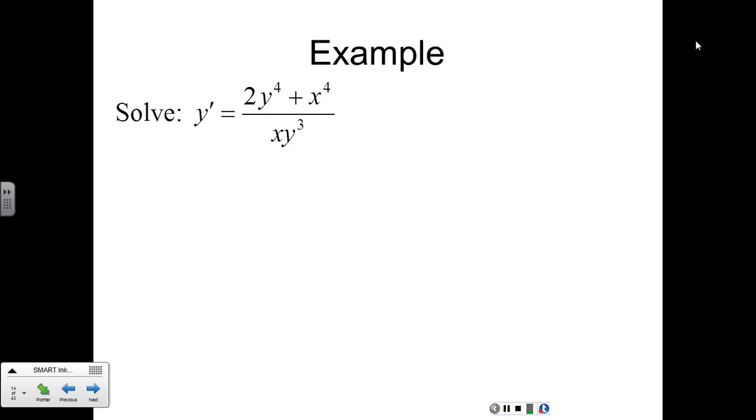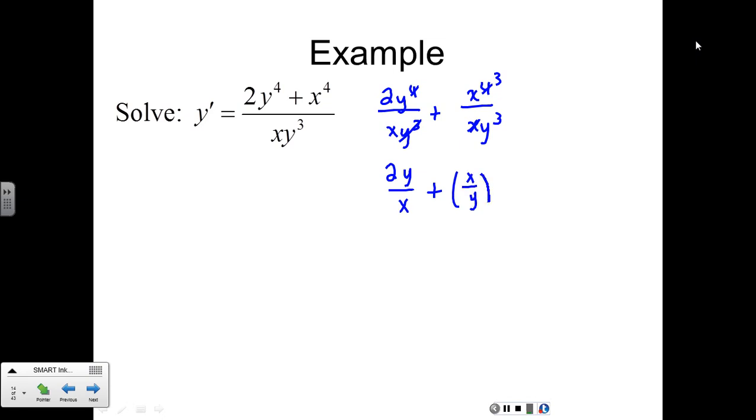I want to show you something before I tear into this, a proof that this is homogeneous. It kind of showed you this at the beginning. But if you were to divide each of those terms individually by that denominator, and so, to simplify that, this would be 2y over x and this would be x over y to the third. X cubed over y cubed, which is x over y to the third.